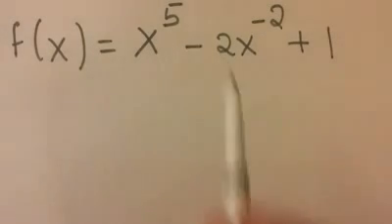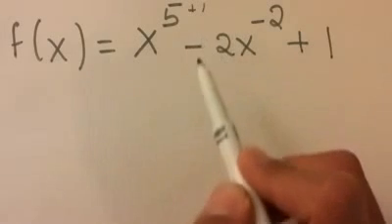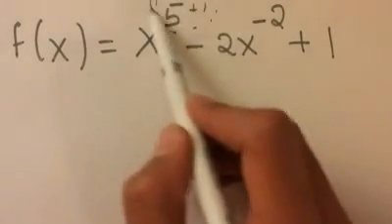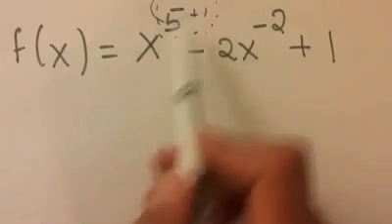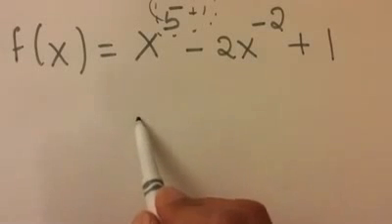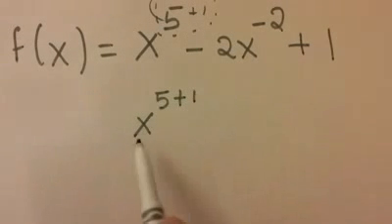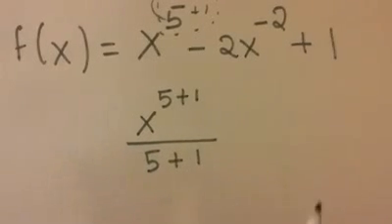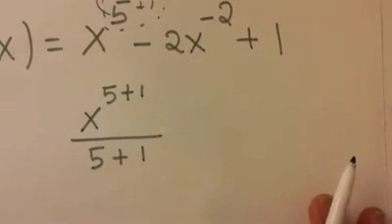Here's how. The first step would be to add 1 to the power and then divide whatever you get from this, divide that term by the power. So what I mean by that is this: x, you add 1 to the power and then you divide that term by your new power, so 5 plus 1. And then we repeat the same process for other terms in the polynomial.